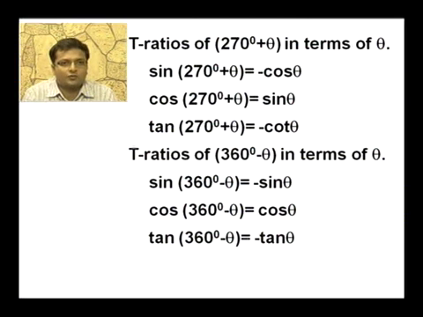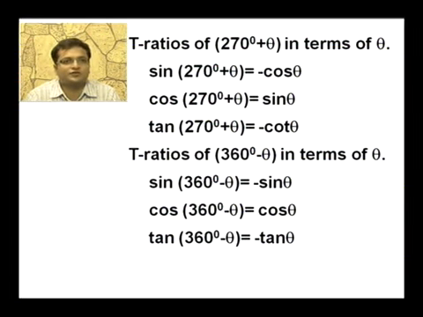Trigonometry ratios of 270 degree plus theta in terms of theta. Sin 270 degree plus theta. 270 degree plus theta lies in the fourth quadrant. So sin is negative there, so negative sign, and with 270 degree sin will change into cos, so it is minus of cos theta. And cos of 270 degree plus theta is equal to sin theta. Tangent of 270 degree plus theta is equal to minus of cot theta.